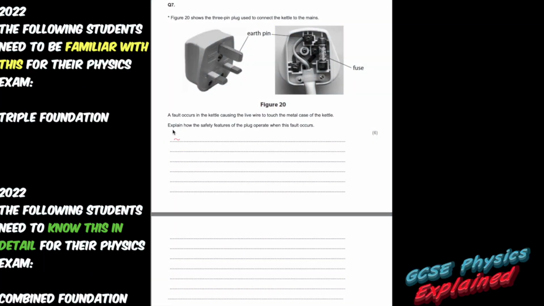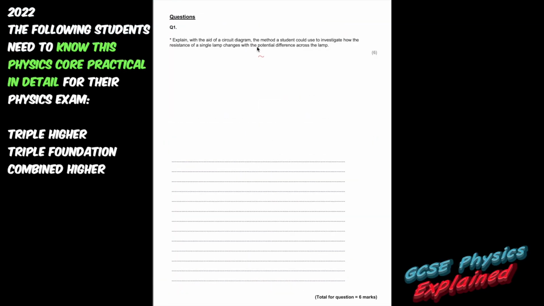Question 1. Explain with the aid of a circuit diagram the method a student could use to investigate how the resistance of a single lamp changes with the potential difference across the lamp. Okay, if we're going to get the resistance of the lamp, we need to calculate voltage and current. Voltage is measured with a voltmeter and current is measured with an ammeter, so we need to incorporate those into the circuit. And they're asking about how the resistance changes, so we need some kind of way of changing the voltage and current.